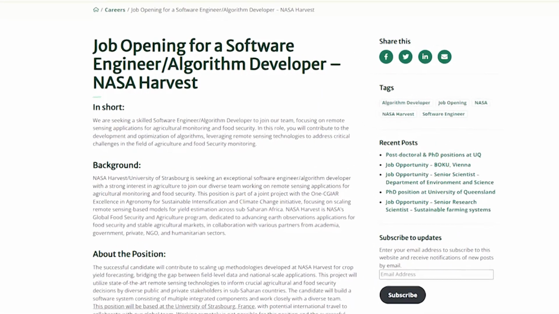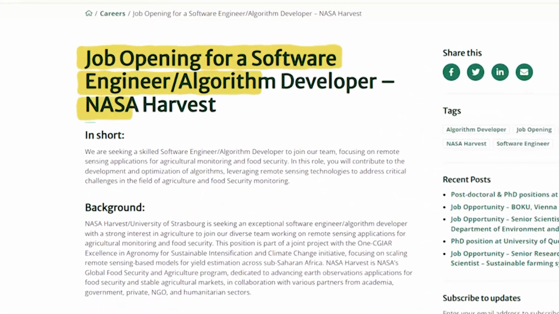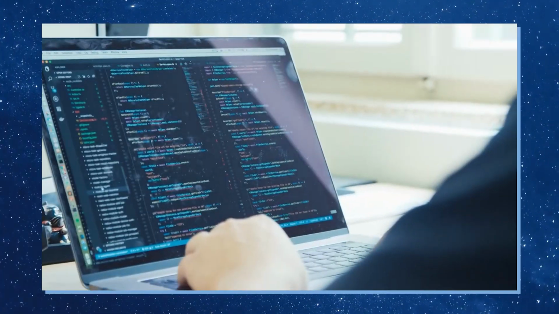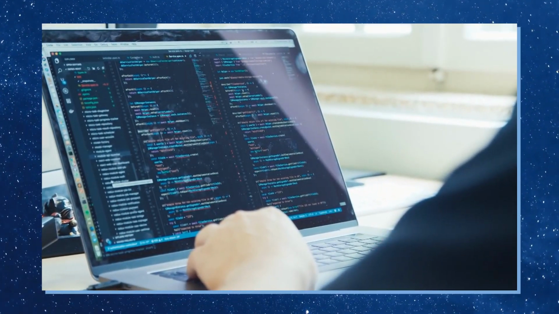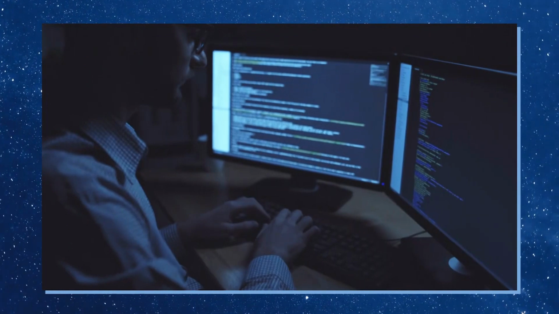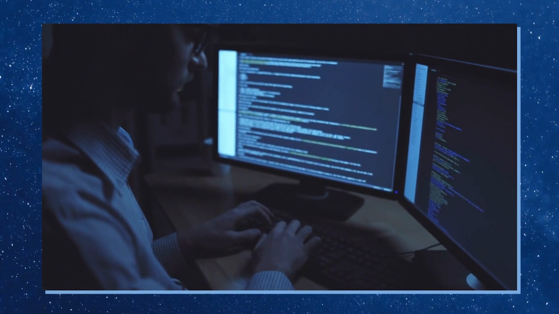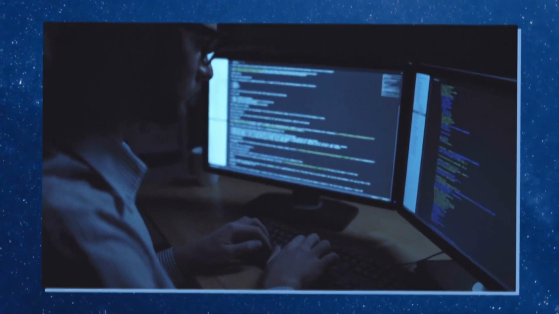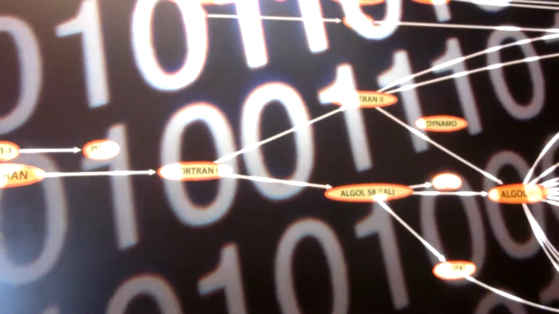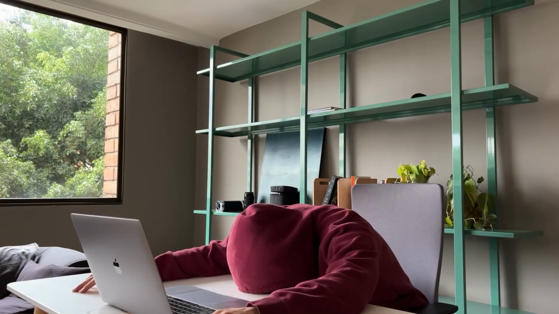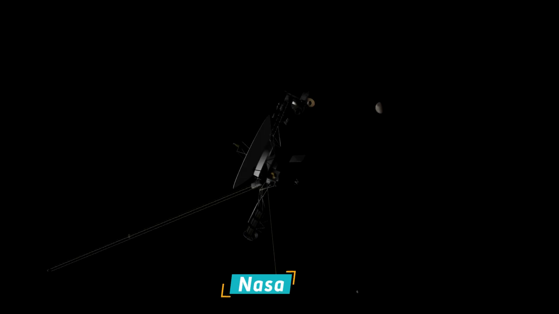In 2015, NASA posted a job opening seeking a software engineer with specialized skills. The ideal candidate needed expertise in Fortran and assembly, programming languages dating back to the 1940s and 1950s, which are not commonly known by recent graduates. The position aimed to expand the small team dedicated to the Voyager space probes.